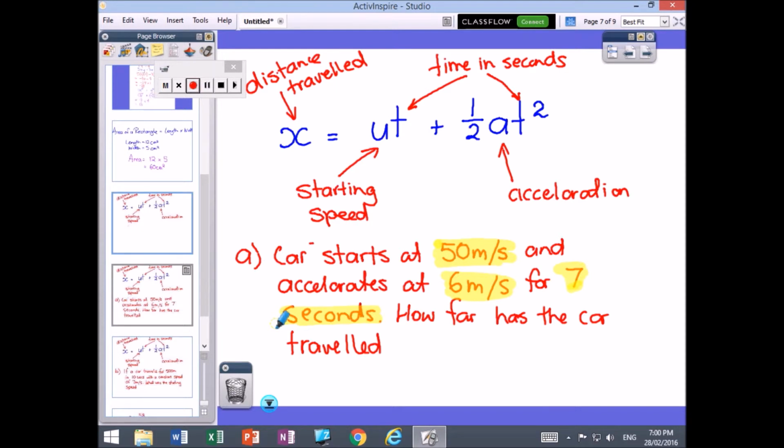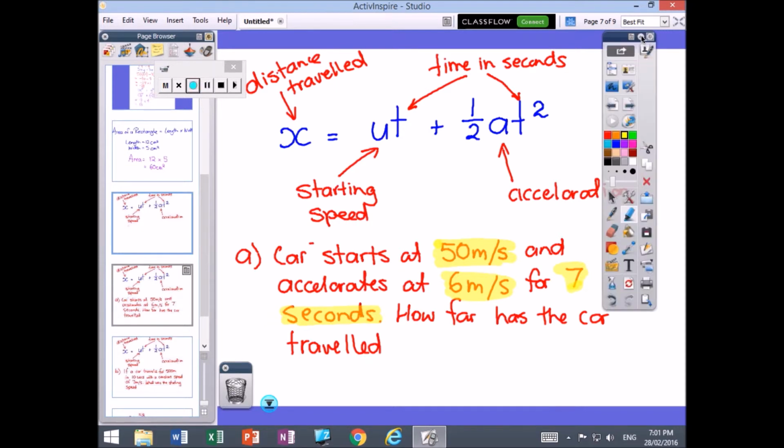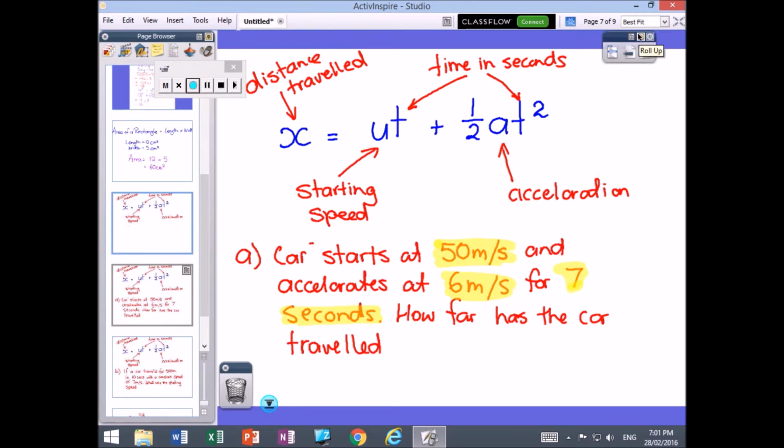Now, what I'm hoping is that you see that there are bits that I've labeled here. So U is the starting speed, A is acceleration, and the time is given as T. Now, the whole lot will give us an answer of X, okay? Now, I'm hoping that the wording in the question will make it a little bit easier to identify which bits go where. Now, a car starts at 50.